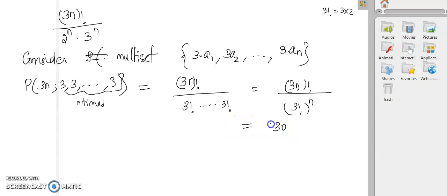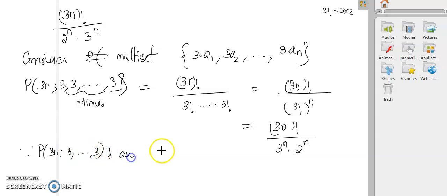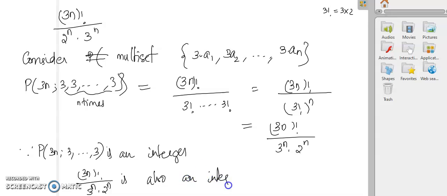So that is 3n factorial by 3 raised to n into 2 raised to n. Since P of 3n; 3, 3, etc., 3 is an integer, 3n factorial by 3 raised to n into 2 raised to n is also an integer. So that is the required proof.